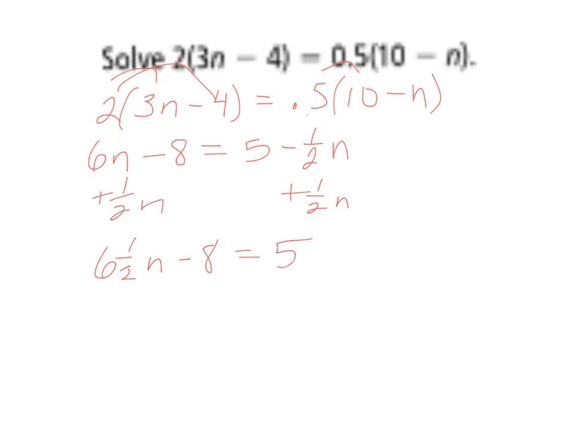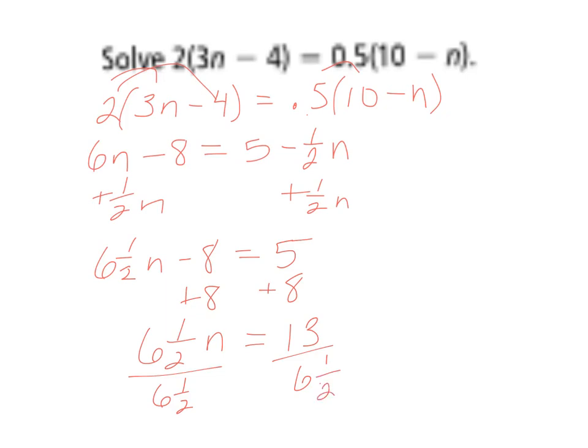Now, how do I get rid of this minus 8? We're going to do the inverse, which is adding 8 to both sides. 6.5n is going to be equal to 13, right? And then instead of multiplying by 6.5, we're going to divide by 6.5. And so this is going to give us n is equal to 13 divided by 6.5, which is positive 2.